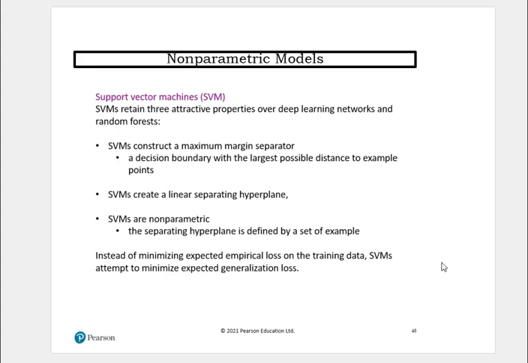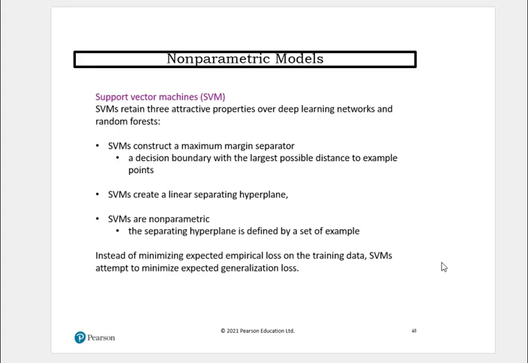Support vector machines were popular for three main reasons, or three main properties. The first one is that support vector machines construct what's called the maximum margin separator, which is a decision boundary with the largest possible distance to example points. This helps a lot with generalization. It doesn't try to fit the data points as much as other approaches.